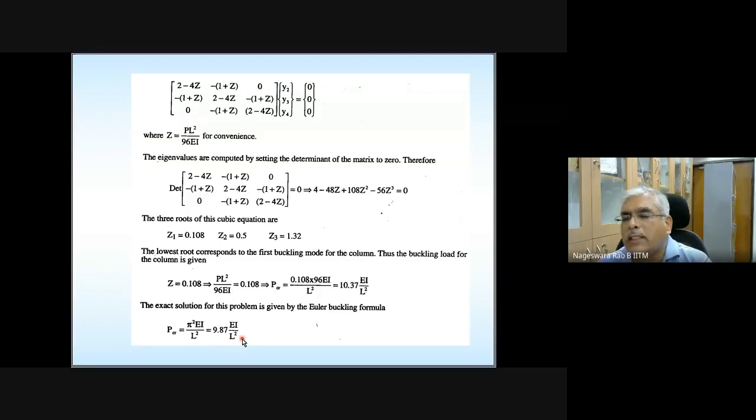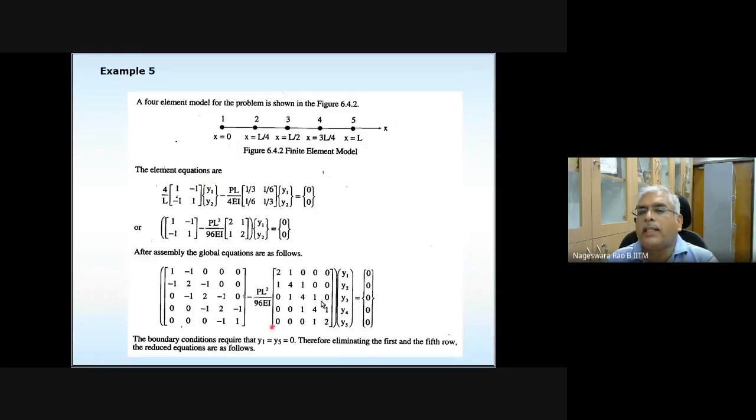So when you use fewer elements, what is happening? You require more load. That means it is becoming stiff. When you use fewer elements, or 4 elements, it is stiff.